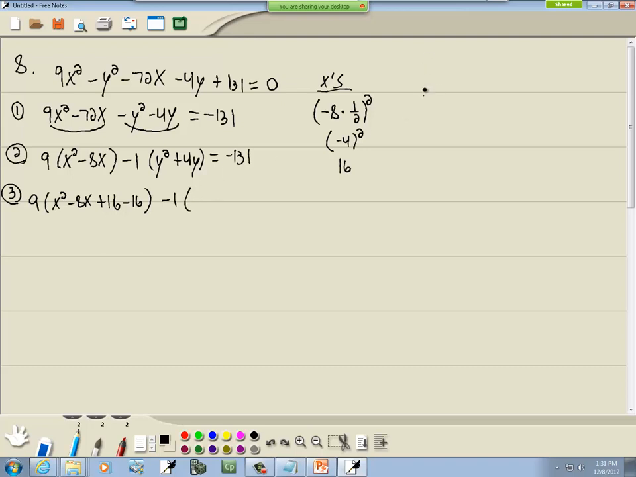Now for our y's. Take the number for our y, which is 4. Multiply it times a half and square it. 4 times a half is 2. 2 squared gives us 4. And we'll not only add that inside, we'll subtract it.